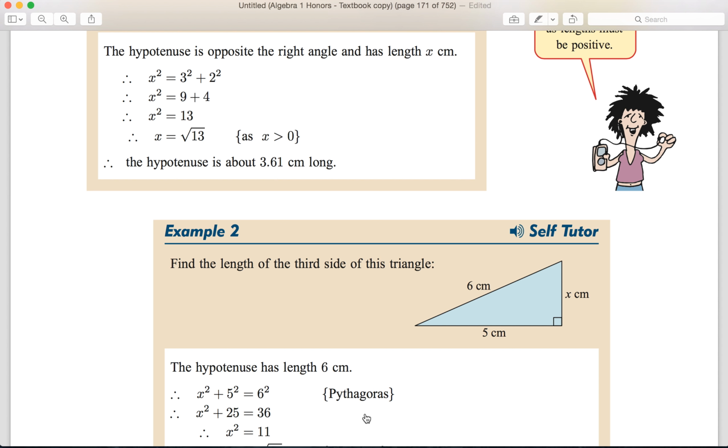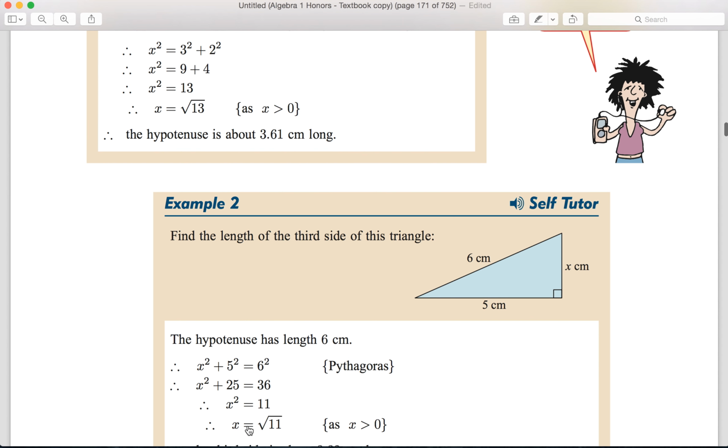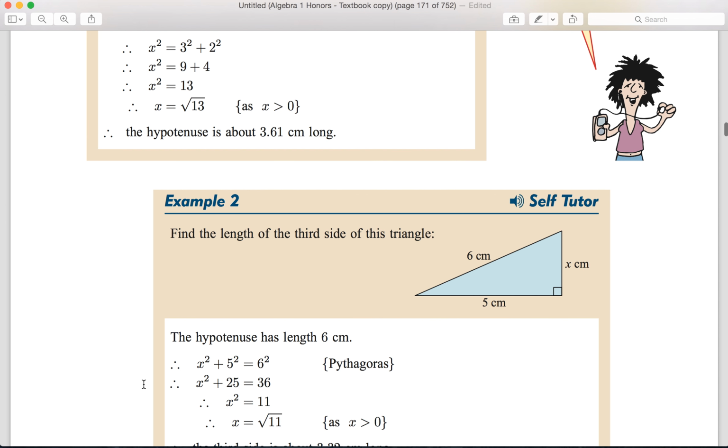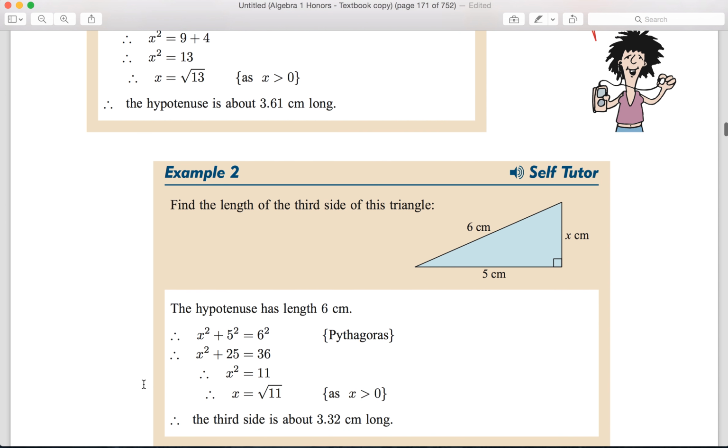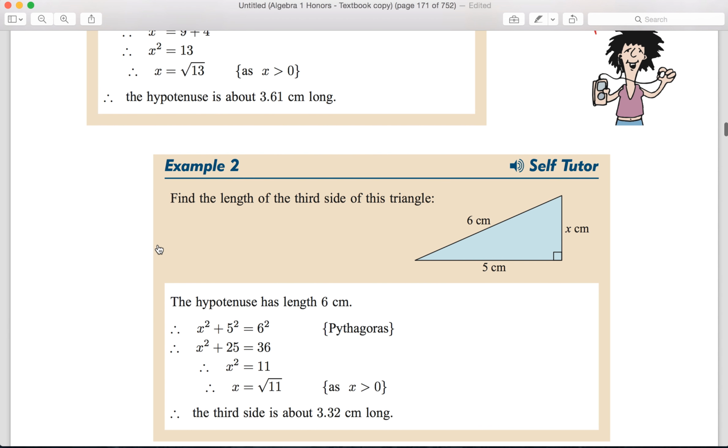We need to take the square root of both sides. That gives us x equals the square root of 11. Great. So this missing side is the square root of 11. From our calculator, we can go ahead and type that in, and we can find a decimal value. The third side is about 3.32 centimeters long. All right, that's our example number 2.